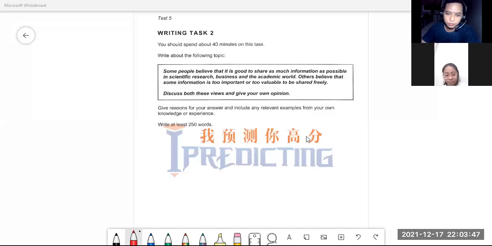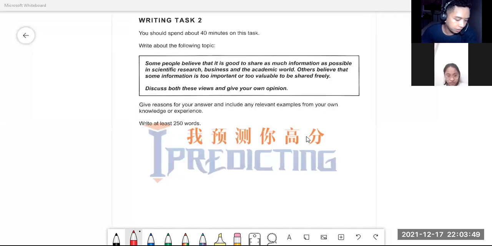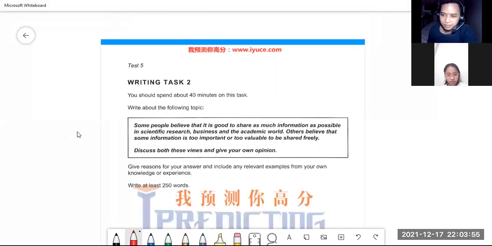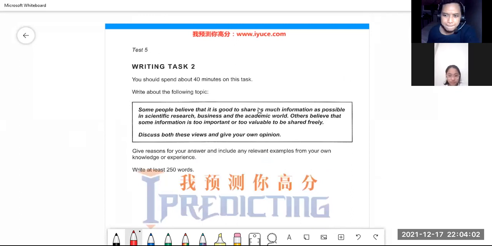No. Okay. Tonight we are going to study IELTS writing task 2. So this is the IELTS writing task 2. Have you ever had this kind of thing? Have you ever done a writing task before?